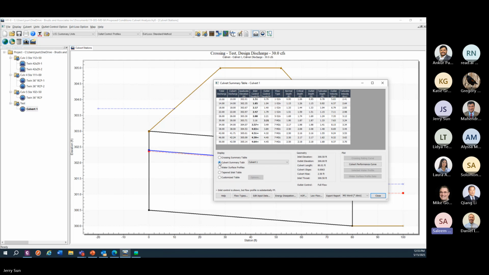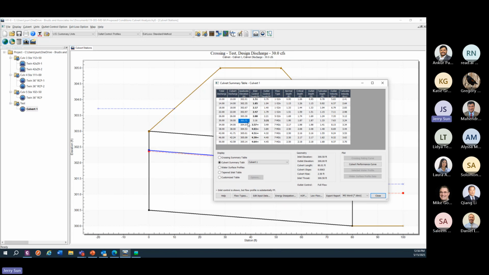Do we have tailwater, outlet velocity, critical depth, flow type, outlet control? So here, inlet. Where is headwater elevation? Okay, yeah. So basically for 30, we have what, 3 or 3.17. So we can just subtract 300, right? So basically it's going to be 3.71 divided by 2.5, right?